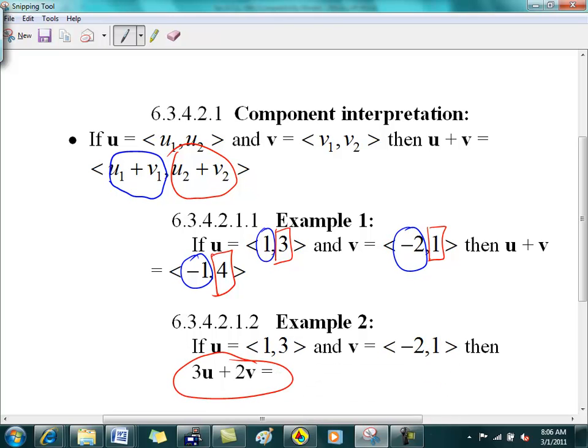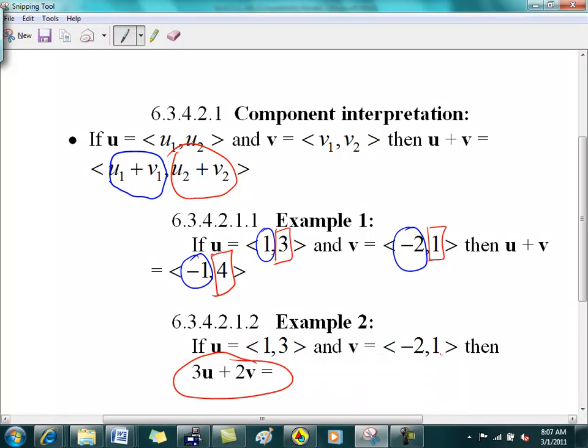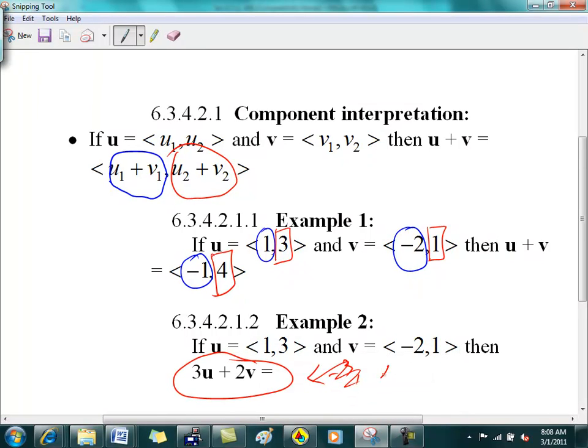Well, let's have someone come up to the board and do this then. The answer here is negative 1 comma 11. Okay?